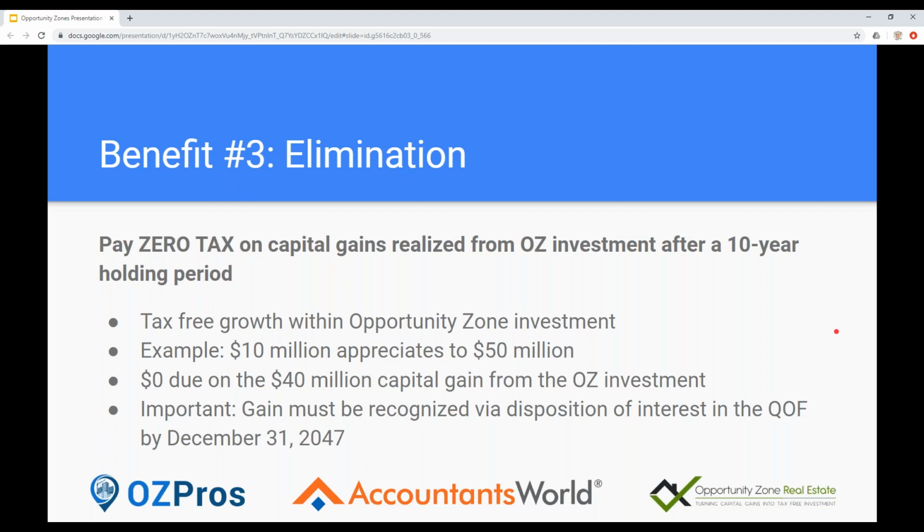Second thing, Jimmy, is that people have to hold it for 10 years. So if they invest today, then the 10 years starts from the date of their investment, and then they need to dispose of it before December 31st, 2047, right? That's correct, although I have heard some people say that this question is still somewhat open to interpretation as to whether or not you can hold beyond 2047 and possibly do a step up to fair market value at the end of 2047. I think the IRS has yet to completely clarify that point, so the jury's still out on that one, I guess.